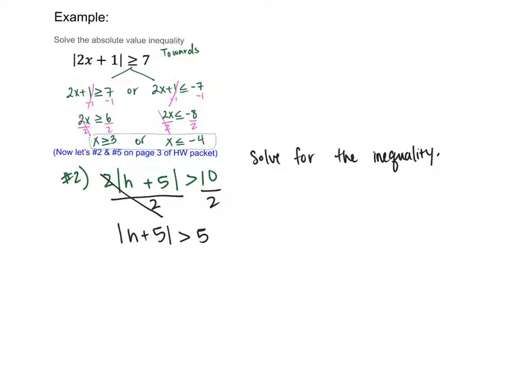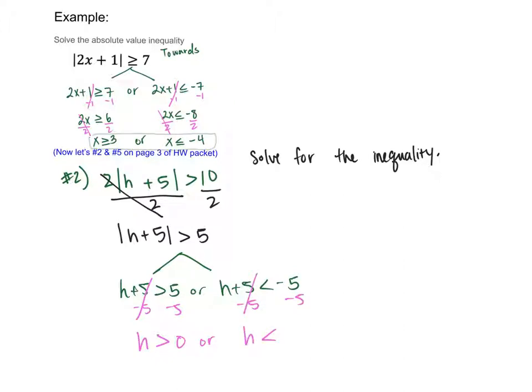And then I would break these up here. h plus 5 is greater than 5, or h plus 5 is less than negative 5. So from here, I'm going to subtract 5 to get the h by itself. So h is greater than 0, or if I subtract 5 here, h is less than negative 10, and so h is by itself, so I am done.